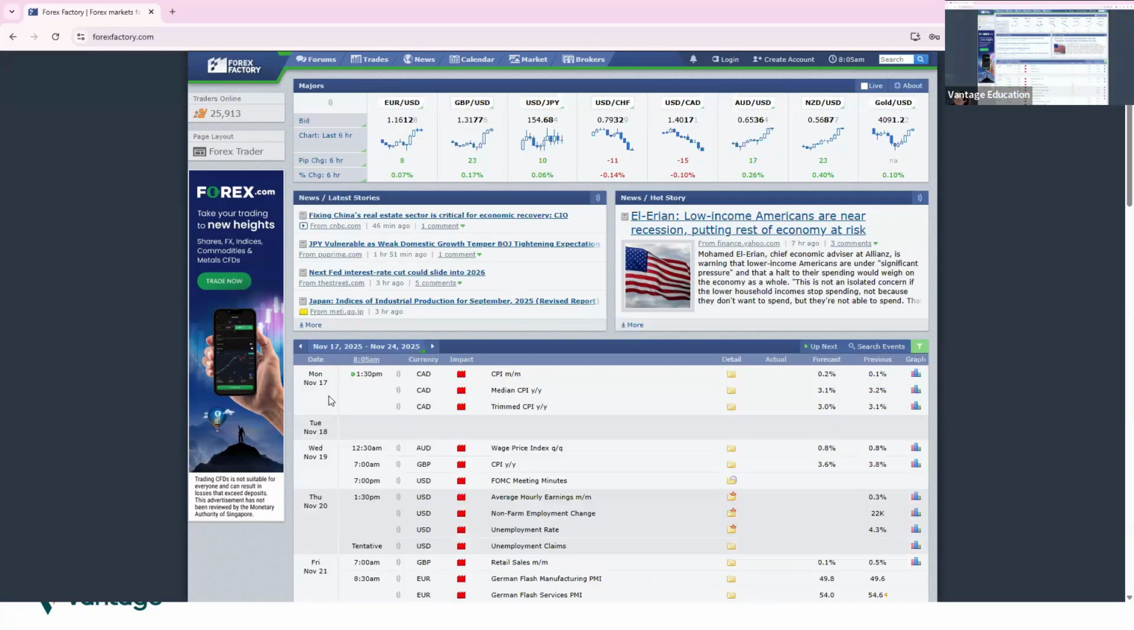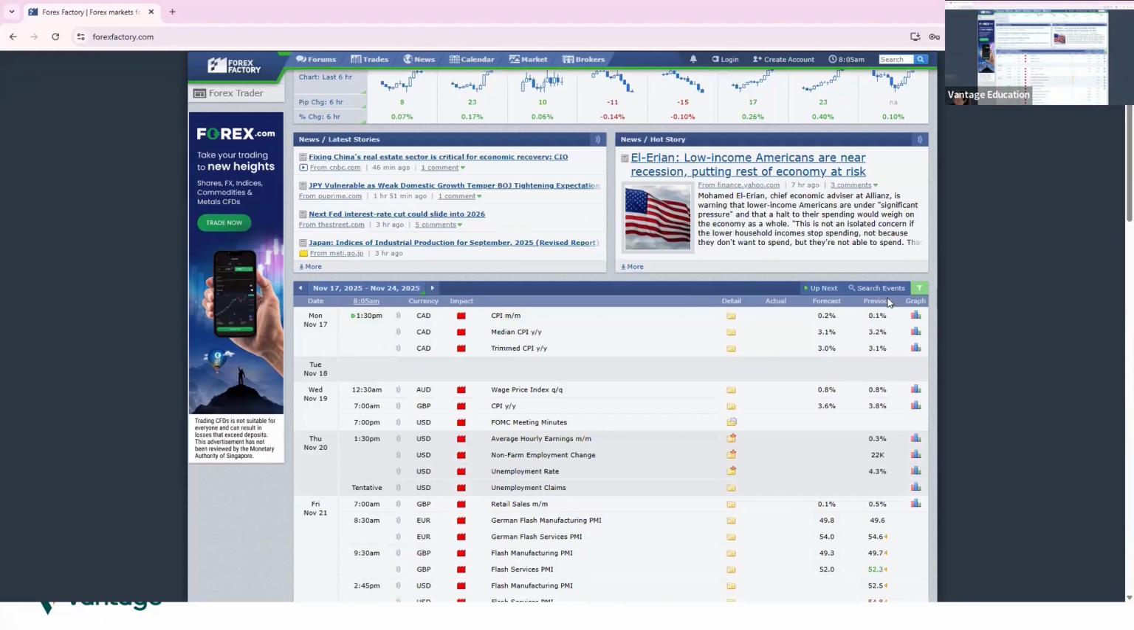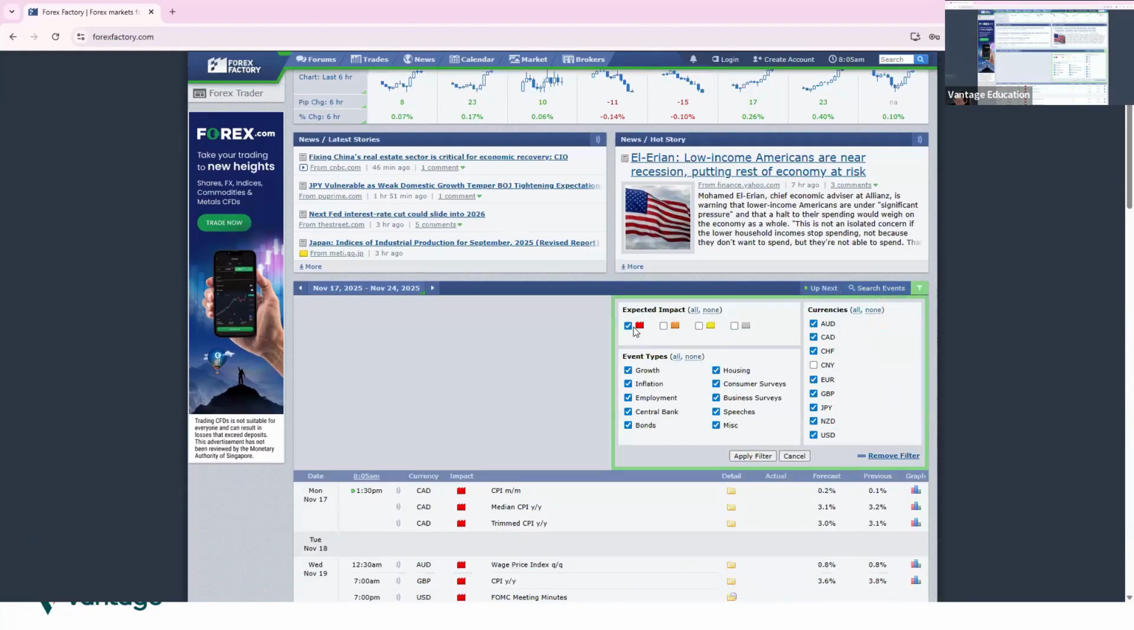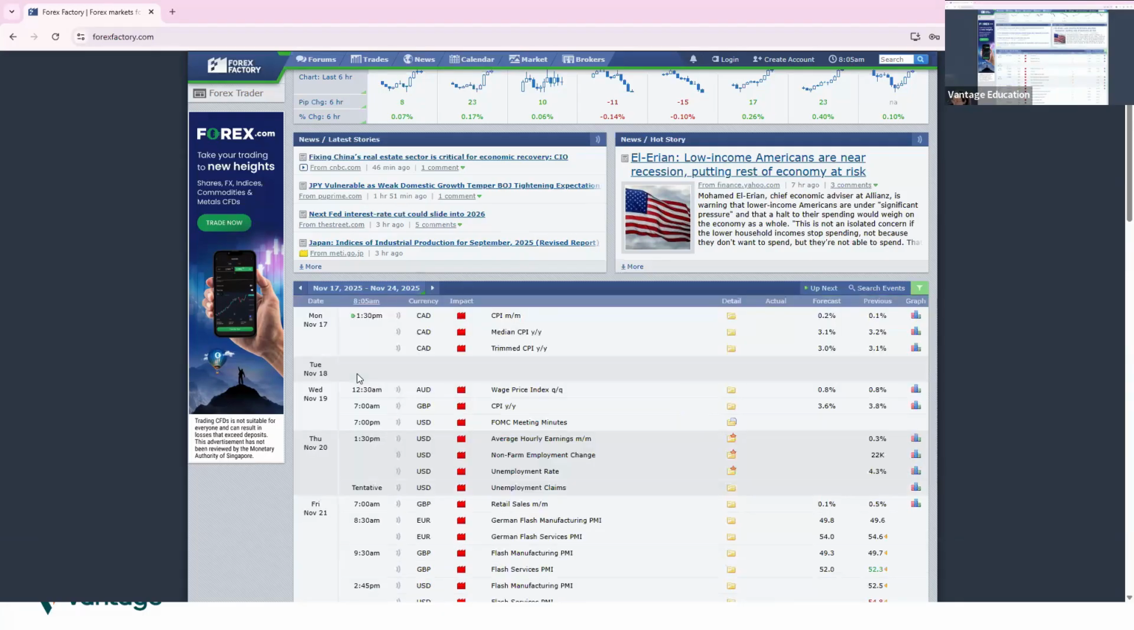Okay, so today, Monday the 17th. Again, for the filter, I just pick the high impact news, which is the red box. If you want to include the orange, it's up to you as well, but I personally just look at the red box. We have the Canadian dollar at 1:30 p.m. for the CPI coming up. Tomorrow, November 18, we have no news.